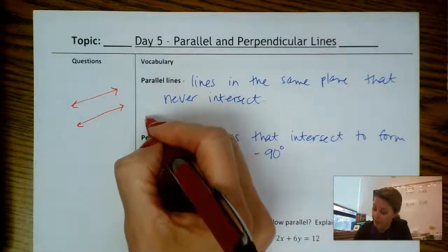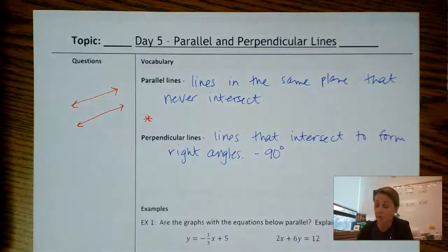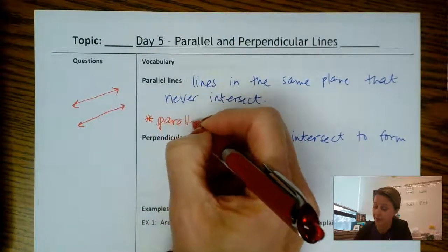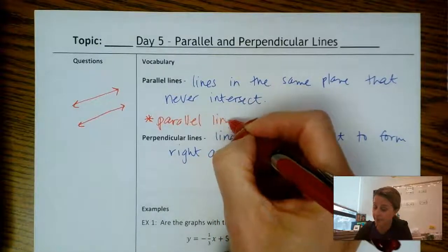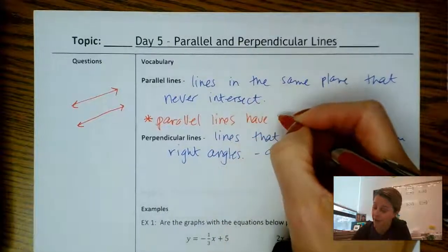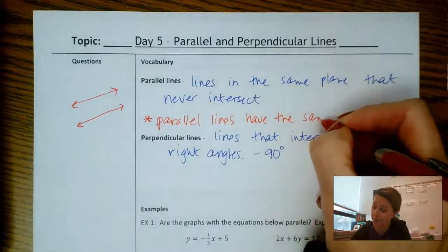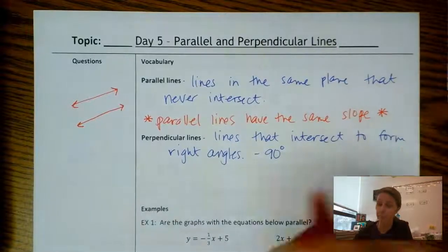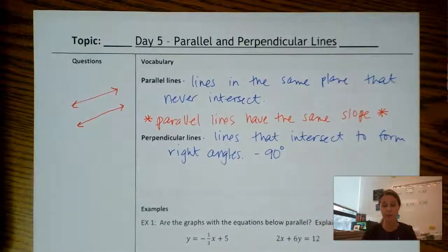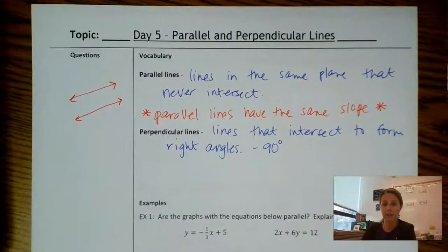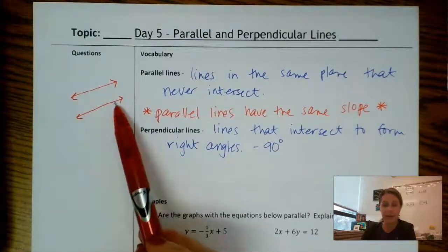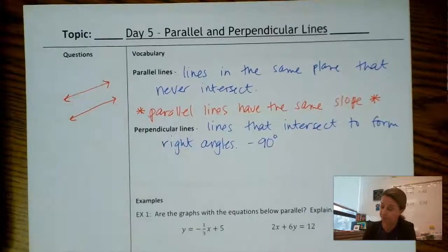So let's add an important piece right here. I'll put a little star. So with parallel lines, they have the same slope. I'm going to write here, parallel lines have the same slope. That is important because when we're trying to write the equation of a parallel line, we want to use the same slope. They have that same rise over run. It's going to give the line the same angle.